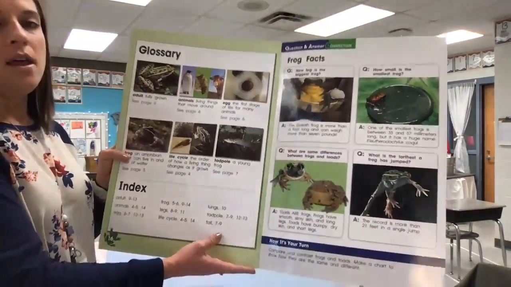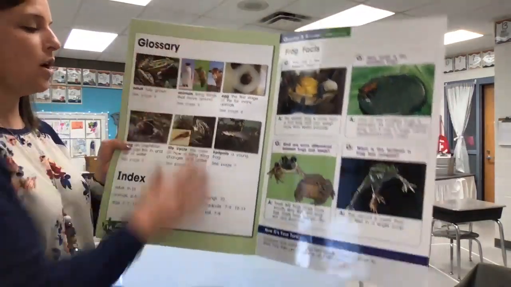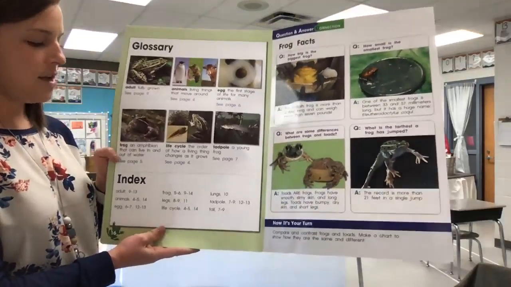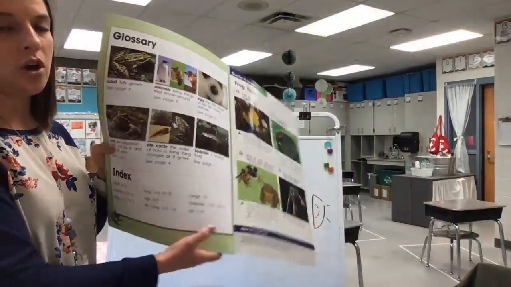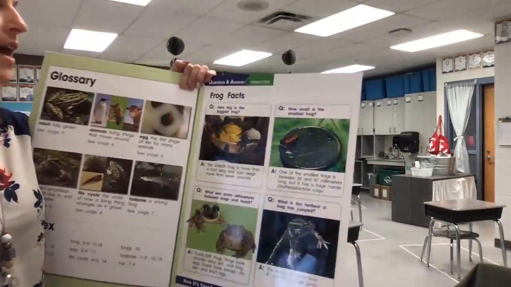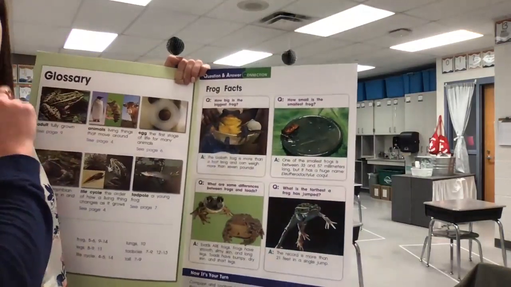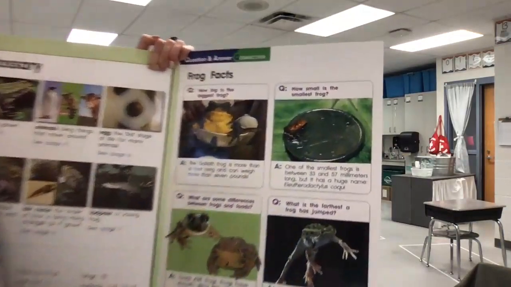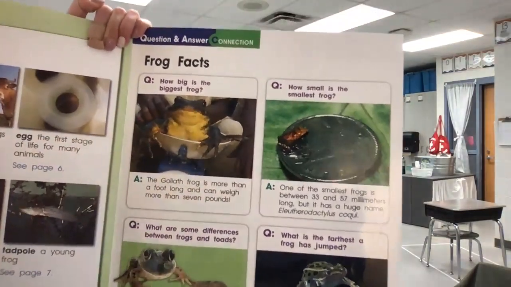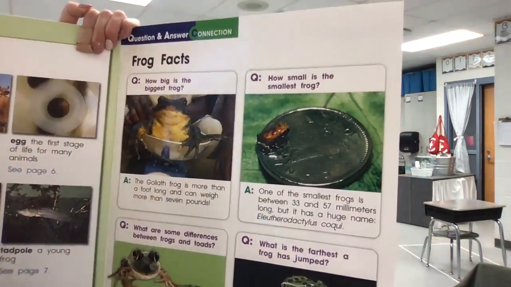Very good. And this last page of our book has our glossary, those important words that we talked about. It also tells us what page those are on in the index part at the bottom. And then it gives us some facts, frog facts. How big is the biggest frog, it says? The Goliath frog is more than a foot long and can weigh more than 7 pounds. Wow. A big frog.